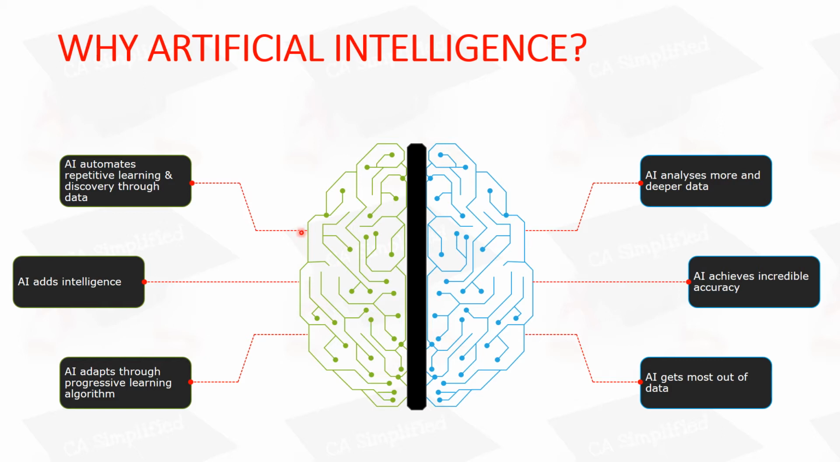I have tried to capture some of the benefits of artificial intelligence: it helps to automate repetitive learning and discovery through data. Artificial intelligence adds intelligence. It adapts through progressive learning algorithms. It analyzes more and deeper data. It achieves incredible accuracy. It gets the most out of the data. All these are self-explanatory. These are some of the reasons why artificial intelligence has gained pace. There can be many more reasons.